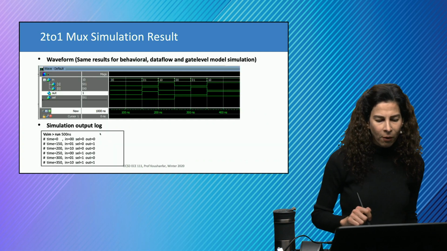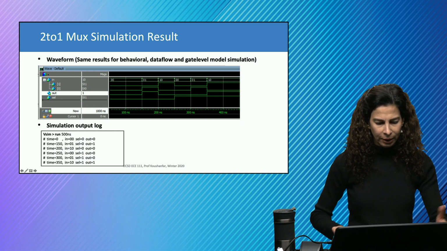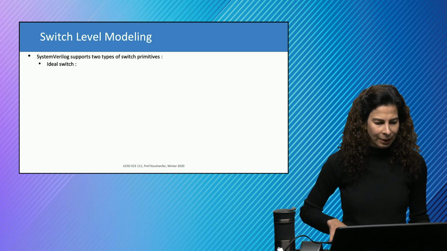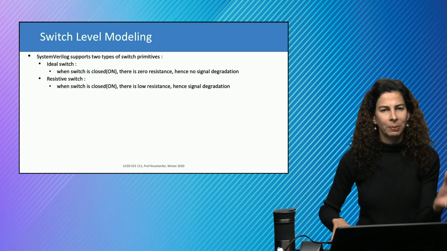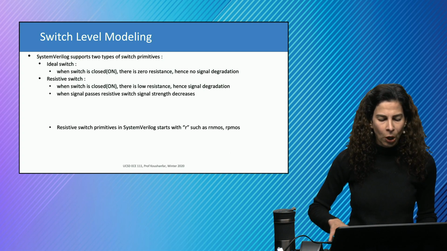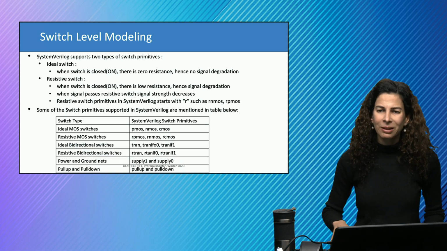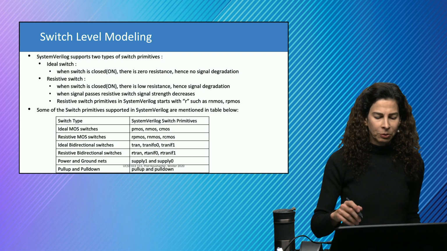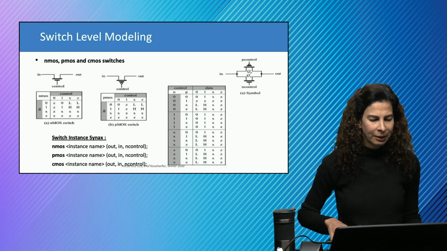Here is just a waveform of the different levels of simulation and how this looks. You could take a look at the details further. Let's go through one switch level modeling: the ideal switch and the resistive switch, which basically means you have a resistance once you close the switch or not. And here are some of the switch primitives. I doubt we will be using any of them in this course. This is just for your information. You could use these constructs if needed in any design.